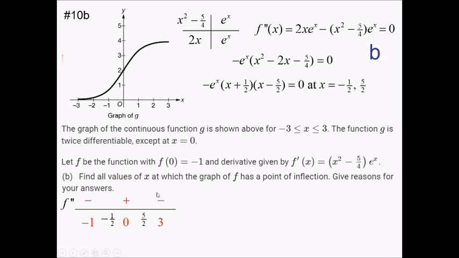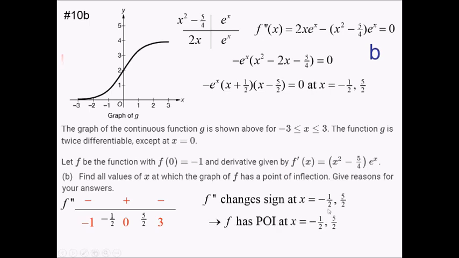Now, the important thing here is, again, we were looking for sign changes in f double prime. In terms of justifying what we're about to do here, we can say that f double prime changes sign at x equals -1/2 and x equals 5/2. Therefore, f has a point of inflection at both of those x values.